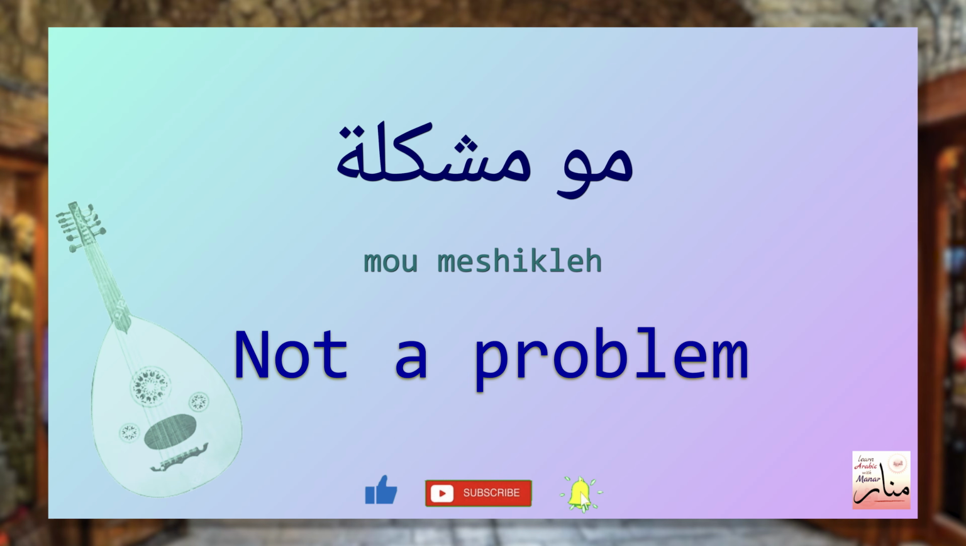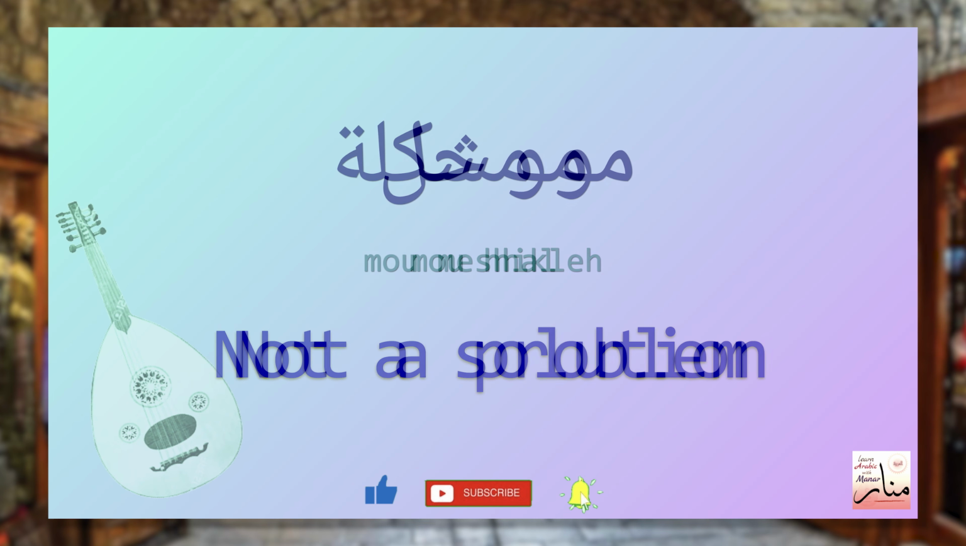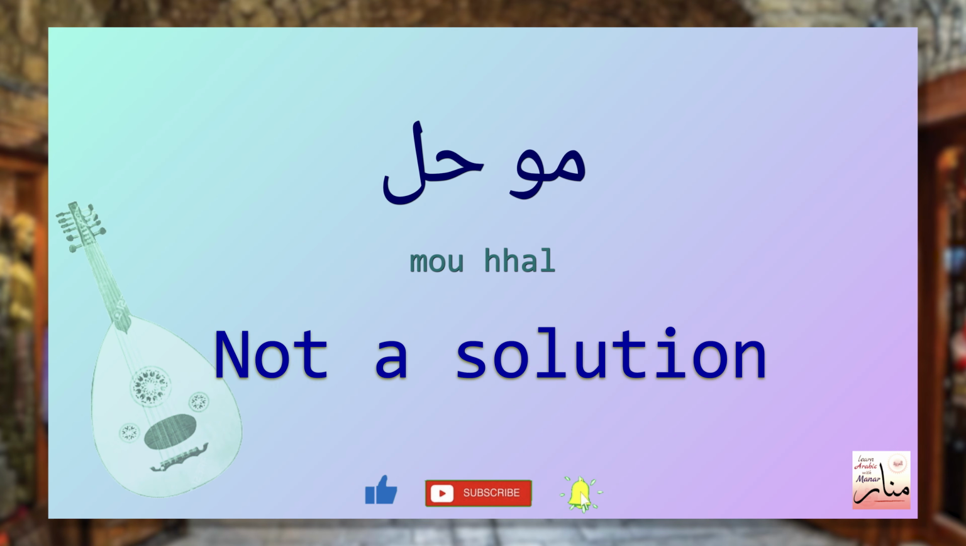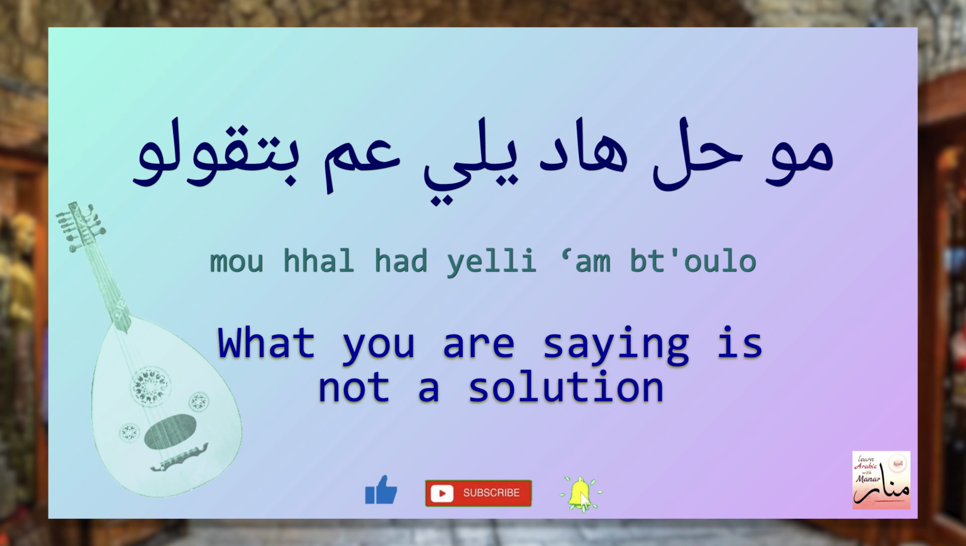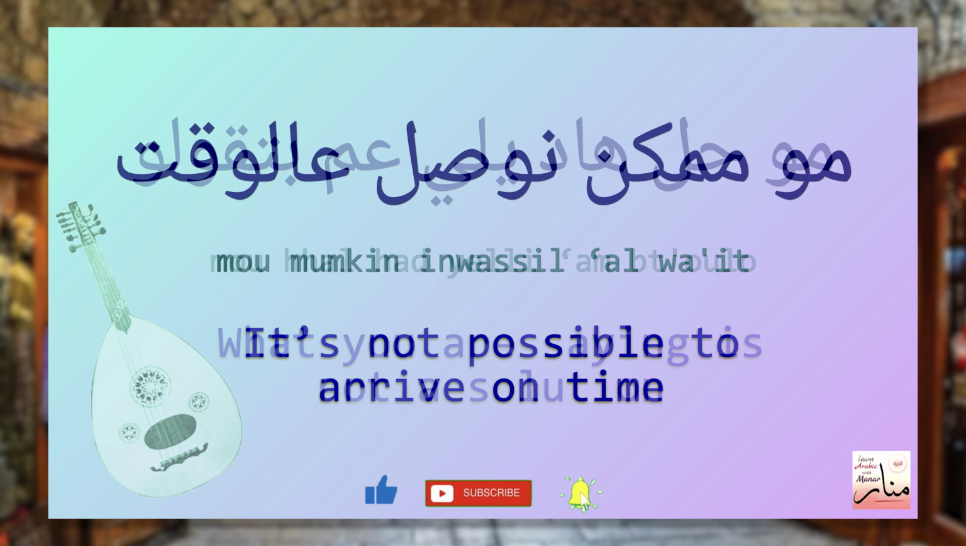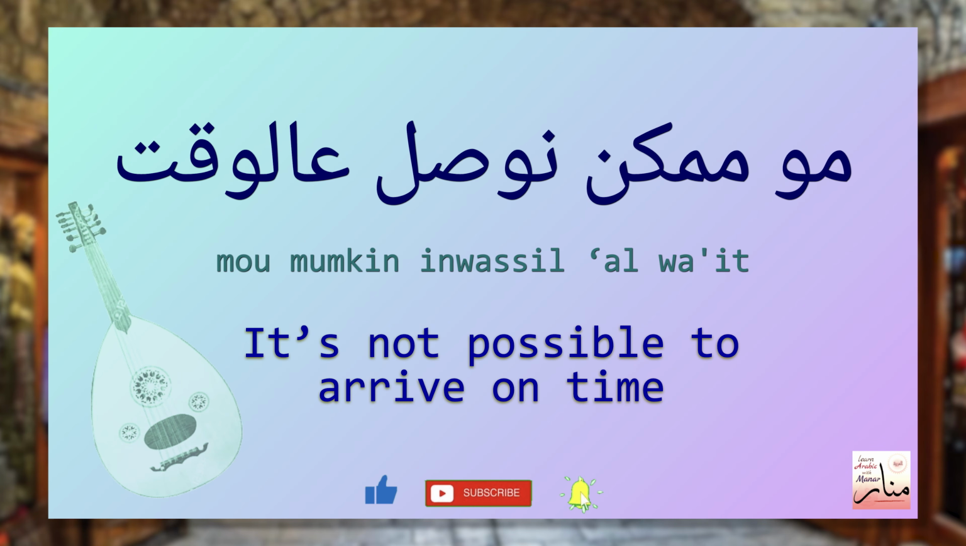Not a problem. مو مشكلة. Not a solution. مو حل. No problem, you can go. مو مشكلة, فيك تروح. What you are saying is not a solution. مو حل هاد يلي عم بتقوله. It's not possible to arrive on time. مو ممكن نوصل على الوقت.